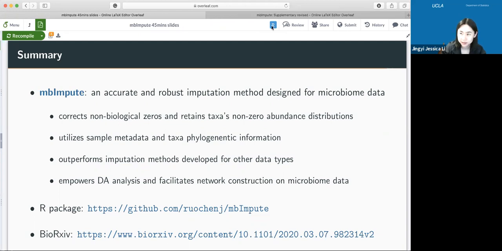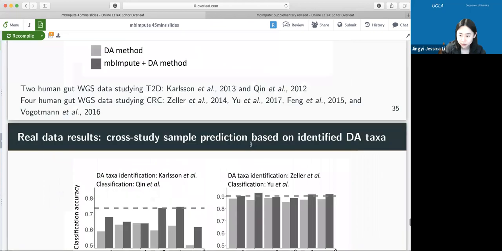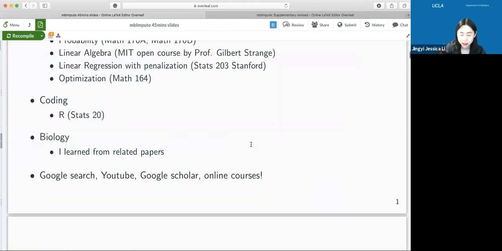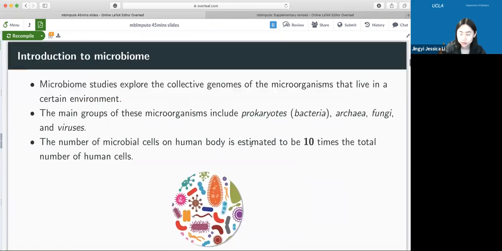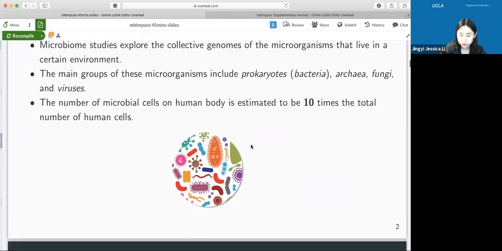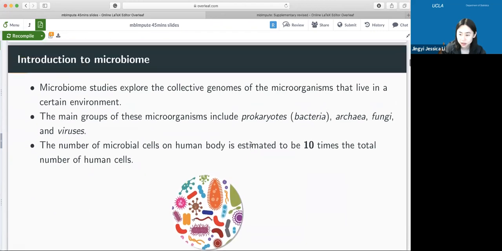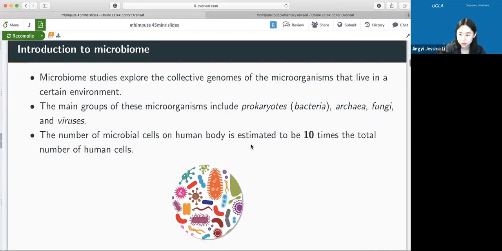Maybe you can ask Ruochen if you have any questions regarding the microbiome data. So why do people generate them, and how can those data be useful? Because Ruochen's talk is the first one so far that is not about single cell data. So this is a whole new application domain.